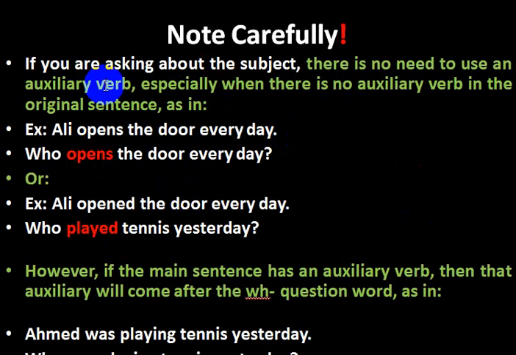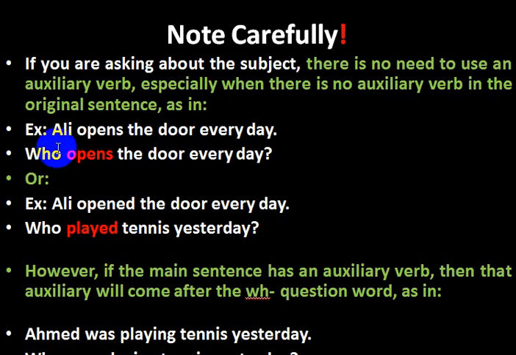Now, in slide 8, if you are asking about the subject, there is no need to use an auxiliary verb. I told you at the beginning. If you are asking about the subject, let's say, Ali breaks the window. If I say, who breaks the window? So I don't have to use an auxiliary verb. Ali broke the window. Who broke the window? So I don't have to use an auxiliary verb here, because I'm asking about the subject. Only when you ask about the subject, you don't have to use auxiliary verbs.